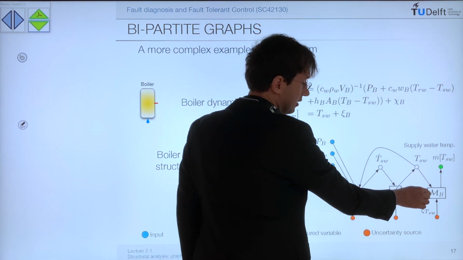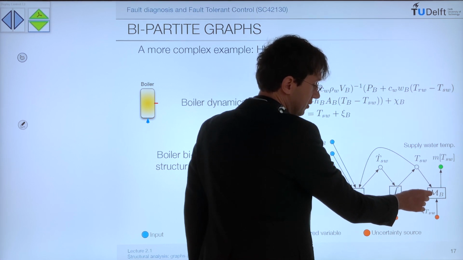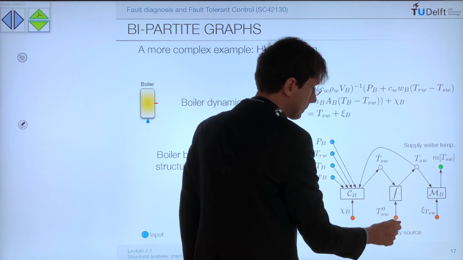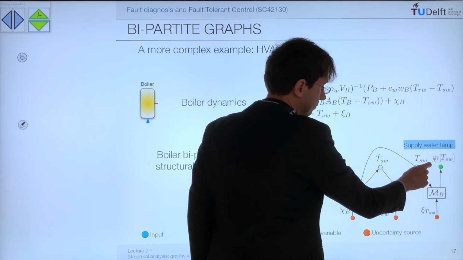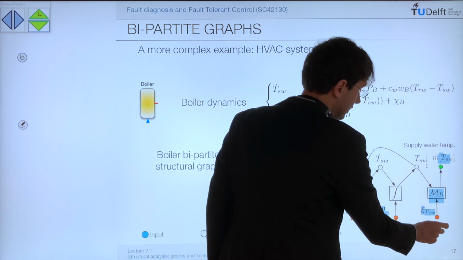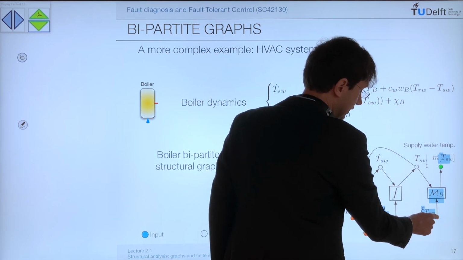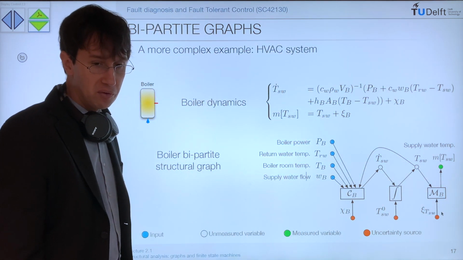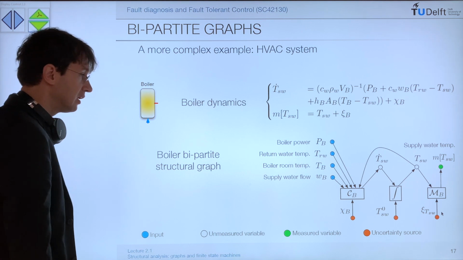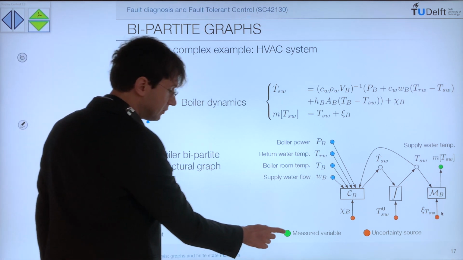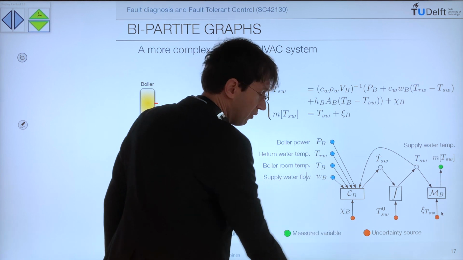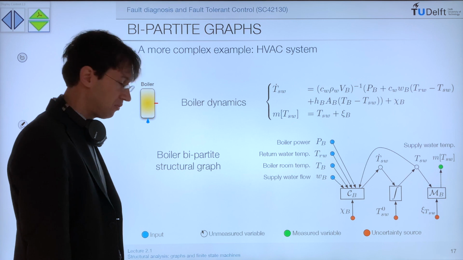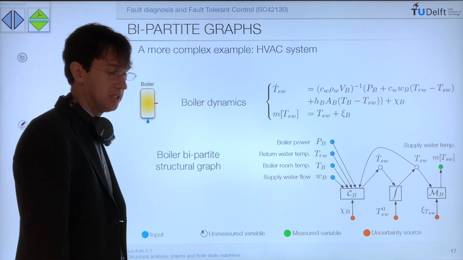And finally, this last equation here is the measurement. So it describes the fact that somewhere we have a sensor for the supply water, and is providing a measurement of that. But to make things more interesting and realistic, we assume that the sensor has some noise. So there is some uncertainty that we represent with orange variables. So we have the blue that we know, the green that we measure, the orange that are uncertain, and the white that are what we want to compute because they are not measured.